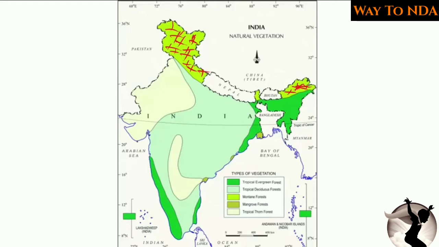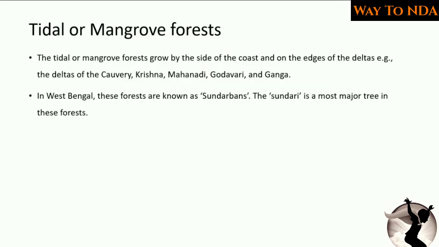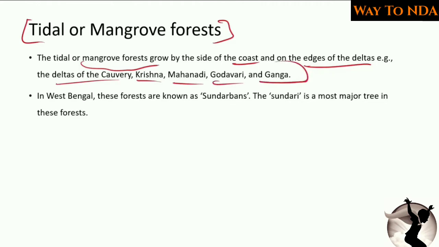Now the next forest which we are going to study is the tidal or mangrove forest. Now this is very important. The tidal or mangrove forest grows by the side of the coast and on the edges of the deltas. For example, the deltas of Kaveri, Krishna, Mahanadi, Godavari and Ganga. So in the deltas of these different rivers, you will find tidal and mangrove forest.